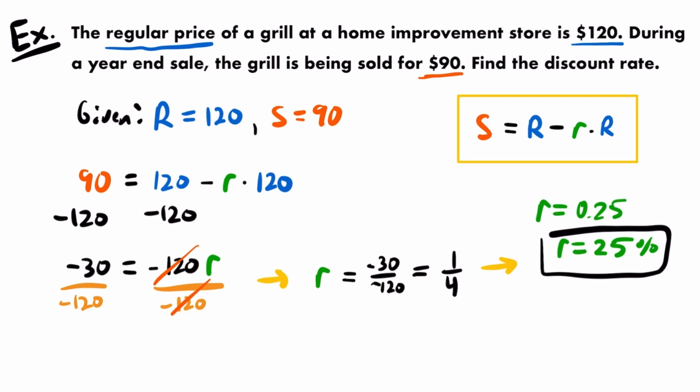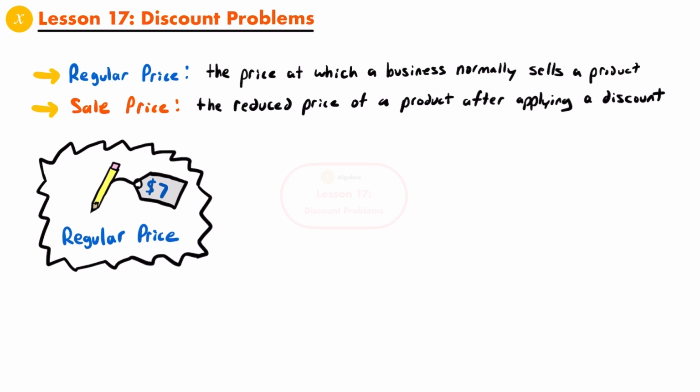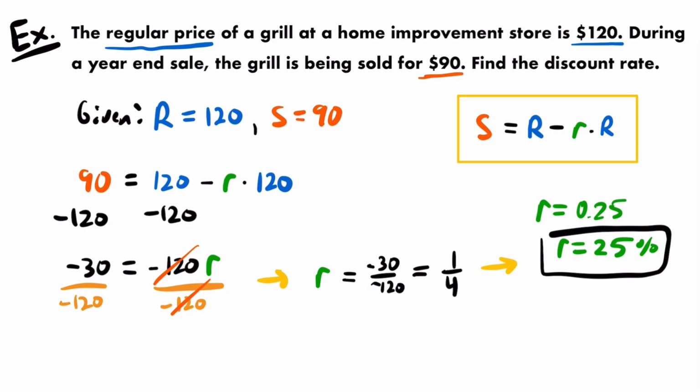That's what we found. This percent tells us that the sale price of the grill is 25% off of the regular price. Okay, and doing some quick mental math, 120 minus 90 is 30. So $30 is the amount of discount, which would be 25% of 120. Okay, so you could also check that calculation out if you'd like. You can check to see what 25% of 120 is, and you would get the actual amount of discount in that price. Okay, let's take a look at one more example for this video.